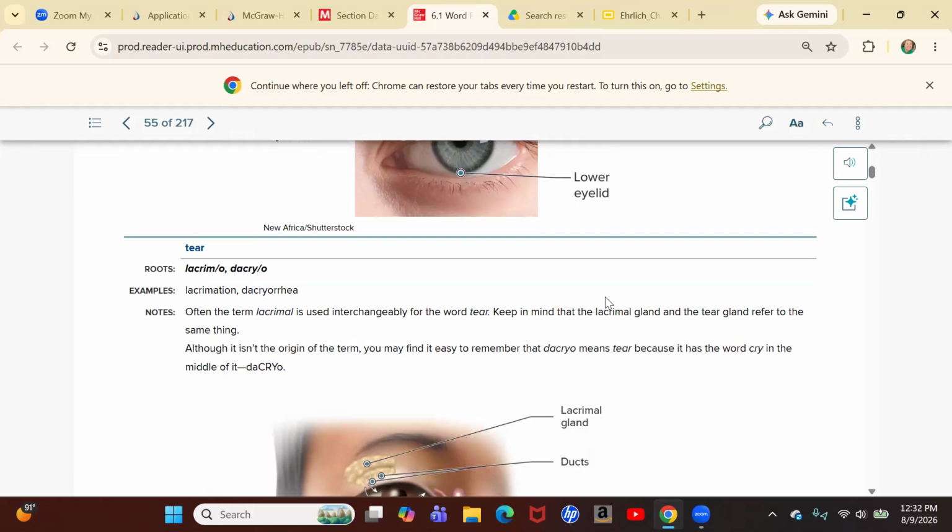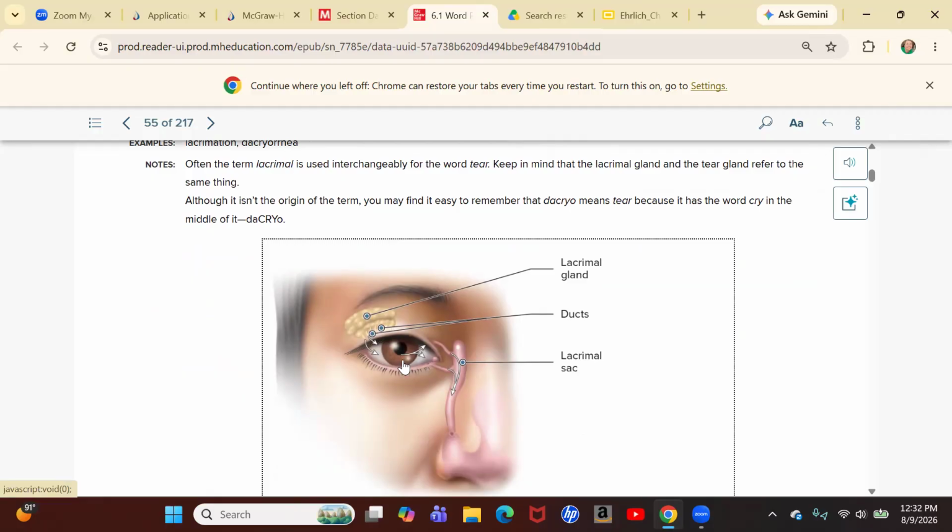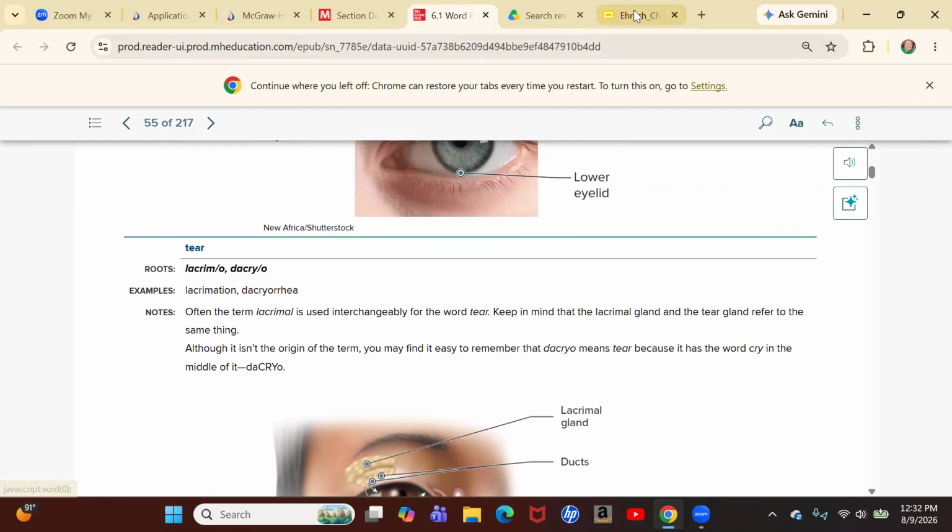When we look at the tear ducts that we spoke about earlier, lacrimal and dacryo mean tear. So tears serve many purposes. They help to moisturize the sclera of the eye and the conjunctiva of the eye. They help the eye to be able to move within the eye socket.